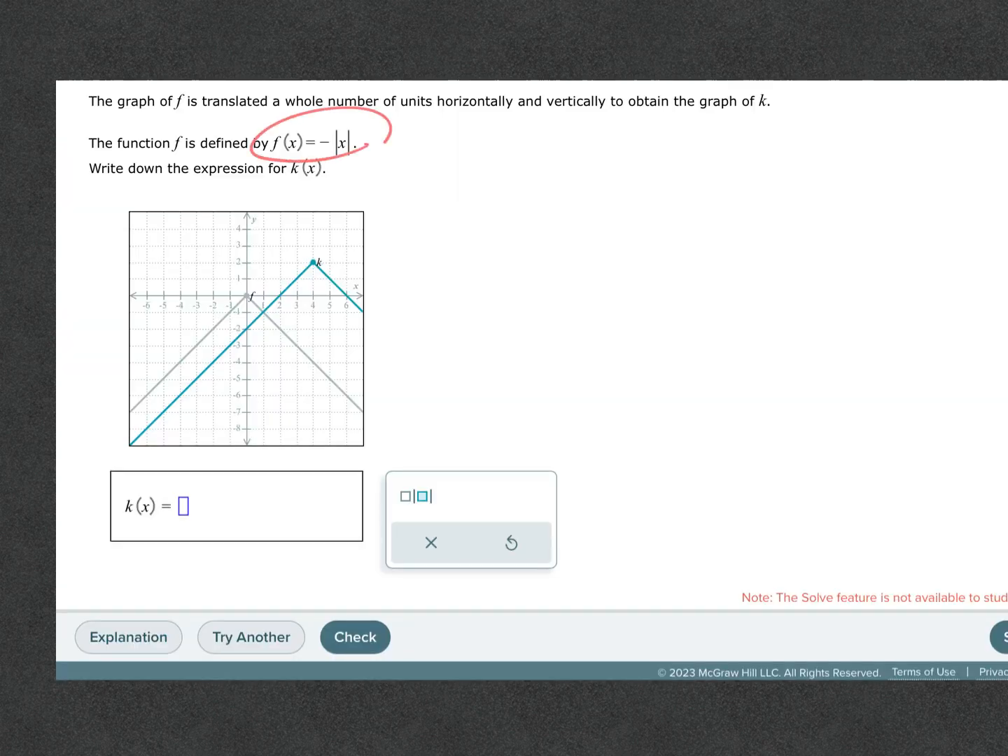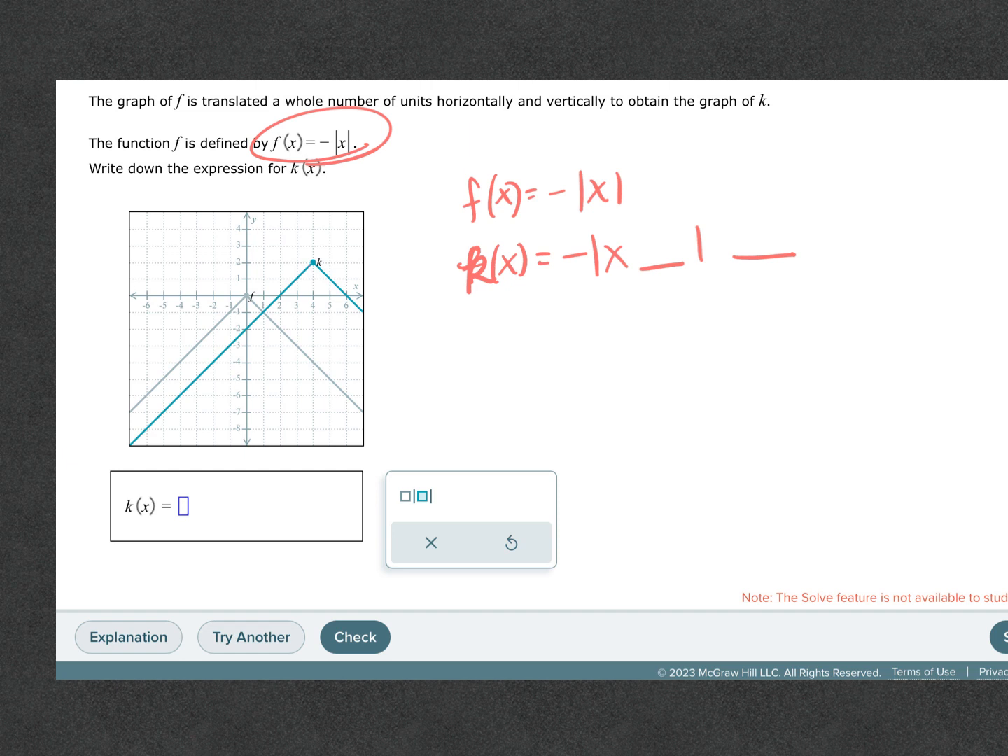Again, they give us the equation. Notice they already give us the a. The a is -1. They will give that to you. So f of x equals negative absolute value of x. So k of x is what we're looking for. We're going to say negative absolute value of x plus or minus something, plus or minus something.